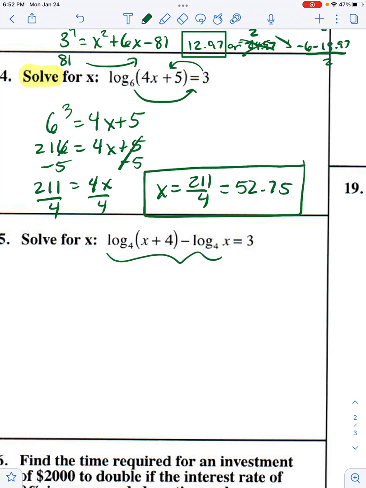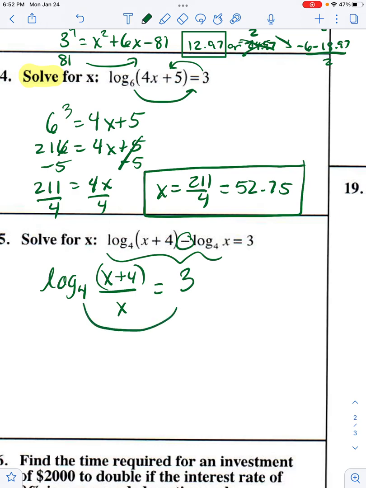Alrighty. So I'm again having to condense these, and I have logs on one side. So these are separated by subtraction. So again, go back to your properties and remember that if they're separated by subtraction, you put them together with division. And then that's going to still equal the 3. So just like before, I have to change the format now and get rid of that log. So I have 4 to the 3rd equals x plus 4 over x. 4 to the 3rd is 64.